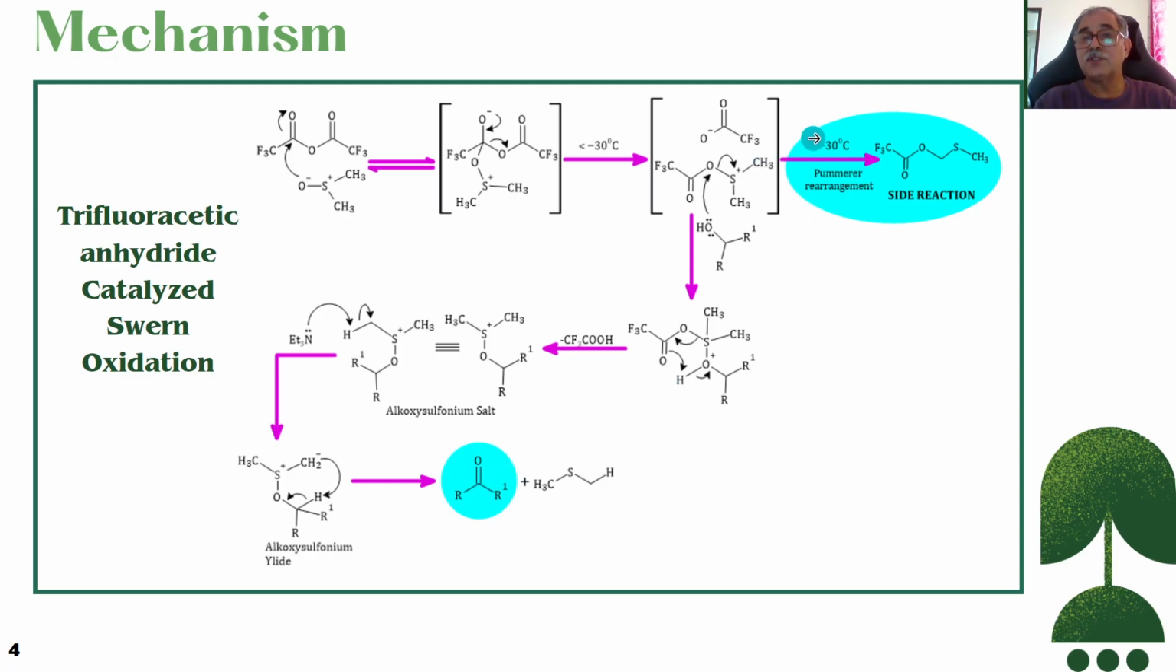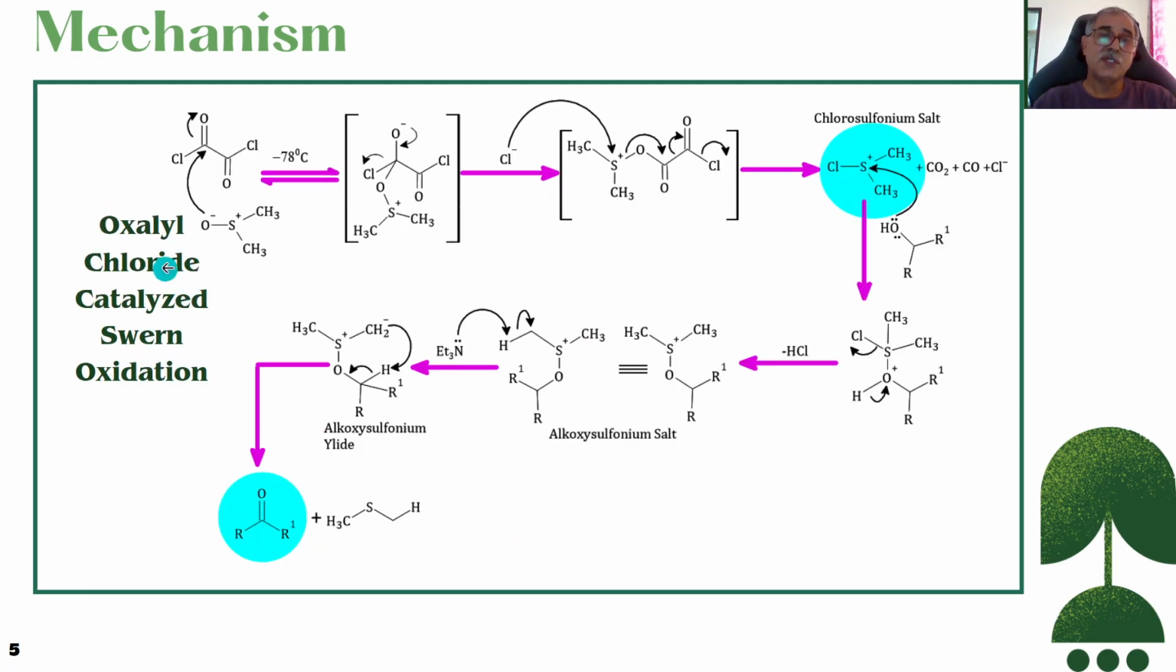But if the temperature is more than minus 30 degrees centigrade, as I've told you, these intermediates are not stable, then they will undergo side reactions through rearrangement. So this is how the alcohols can be converted into aldehydes or ketones. So primary alcohols will give aldehydes, and secondary alcohols will give ketones as the product, through the alkoxysulfonium yielded as the intermediate.